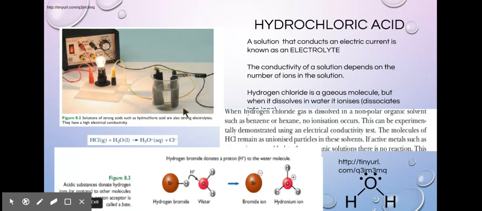And the evidence for this comes when we start looking at what happens when we try and pass an electric current through it. Now, if the hydrogen chloride gas is dissolved in something that's non-polar, like hexane or benzene, then it doesn't allow a current to transfer through it because no ions are being formed. It only forms ions once you put it in the water, and then it is an electrolyte, and it will allow the current to pass through because of the ions in the water. Without the ions, it doesn't conduct.